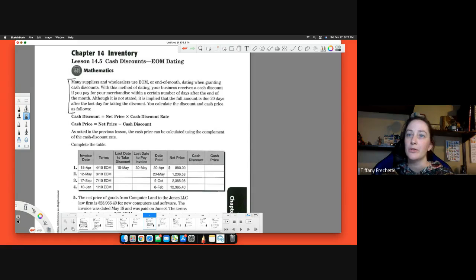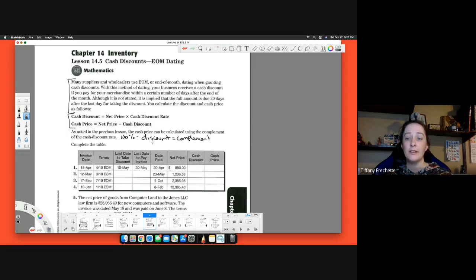All right, so there's two formulas they give us here. Cash discount equals net price times the cash discount rate, and then the cash price, what we're going to pay, equals the net price, what they invoiced us for, minus the discount that we're taking, if we can take it. As noted in the previous lesson, the cash price can be calculated using the complement of the cash discount rate. So remember, complement is when you take 100% and you subtract the discount rate to get the complement. And this is another percentage, because the discount will also be a percentage.